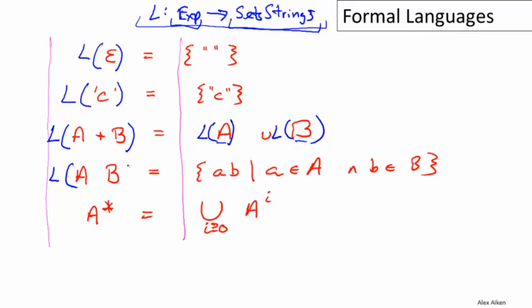And similarly here, the language of A concatenated with B, we're going to select elements from the language of these two expressions, and then we're going to form another set from those two sets. And finally, for iteration, the language of A star is equal to the union over the meaning of a bunch of expressions. A to the I is an expression. This is a piece of syntax, and we have to convert it to a set in order to take the union.